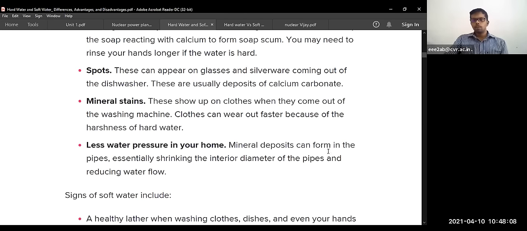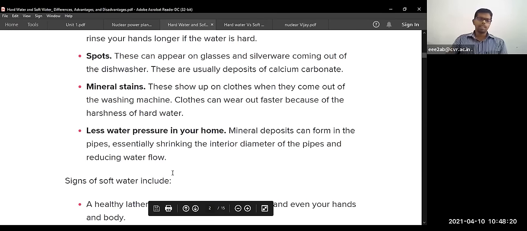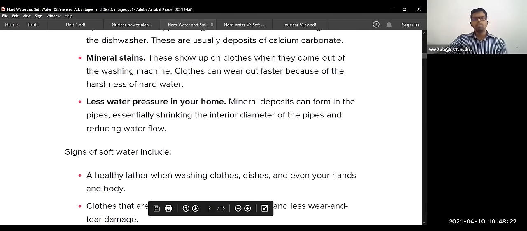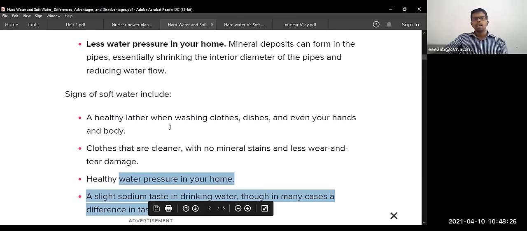Mineral deposits can form in the pipes, essentially shrinking the interior diameter of the pipes and reducing the water flow. So normally the water flow in your taps will also be reduced. Next, the signs of soft water. The first sign of soft water is a healthier lather.